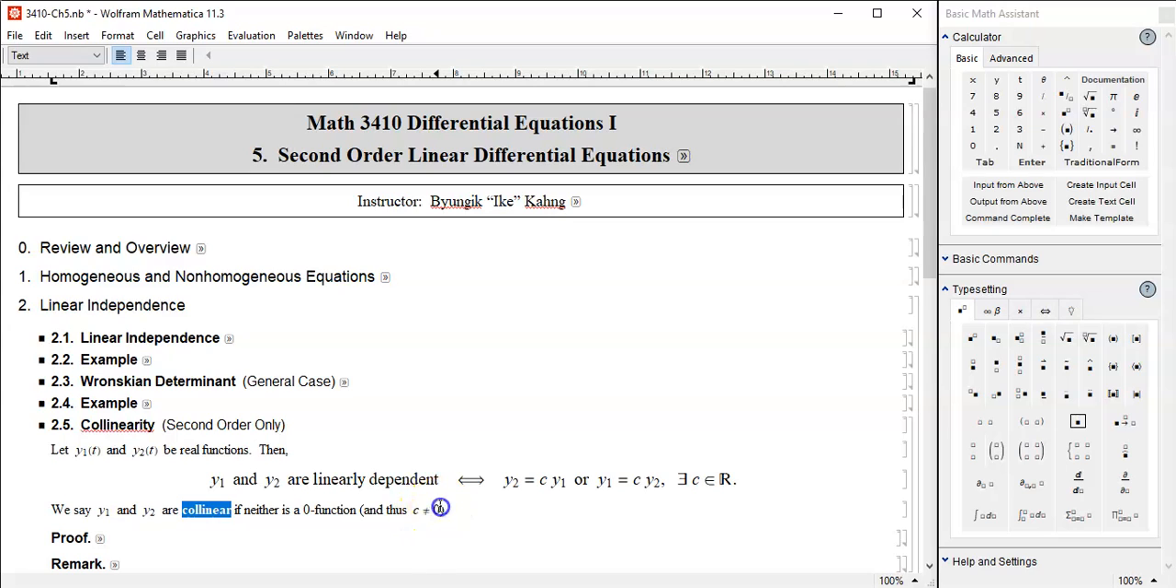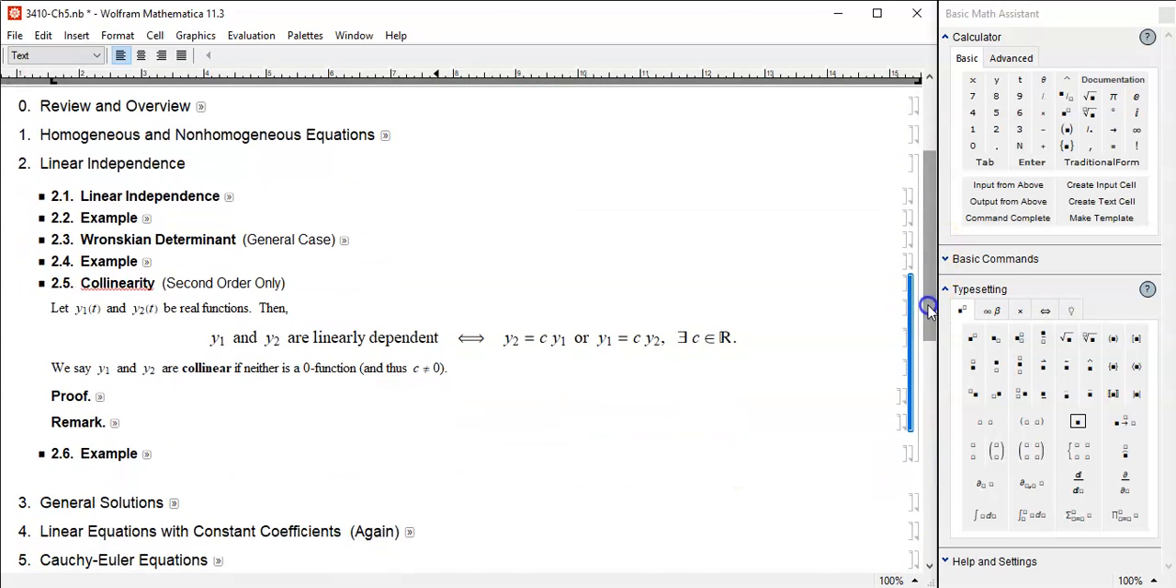Consequently, that c has to be non-zero. You see, if y1 and y2 are both non-zero, then c cannot be 0. What if c is 0? In that case, y2 will be 0. What if this c is equal to 0? Then y1 will be 0. Either way, we'll have linear dependence. How to prove this? Let's do the proof and then let's work out some examples.